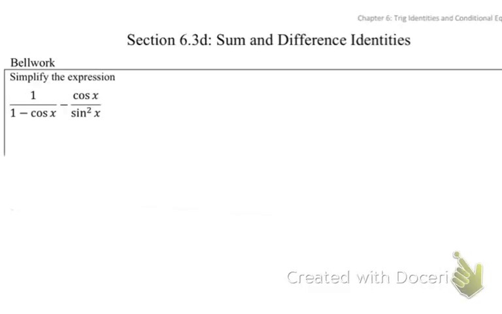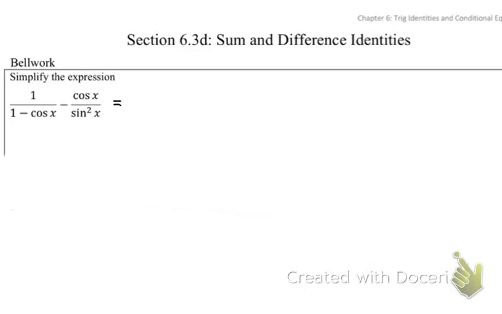Okay, so this way is just create a common denominator. In order to do that, I need to multiply this denominator by the top and bottom of this one, and take this denominator, 1 minus cosine, and multiply it by the top and bottom of cosine x over sine squared x. So that is how you can always create a common denominator and push two fractions together.